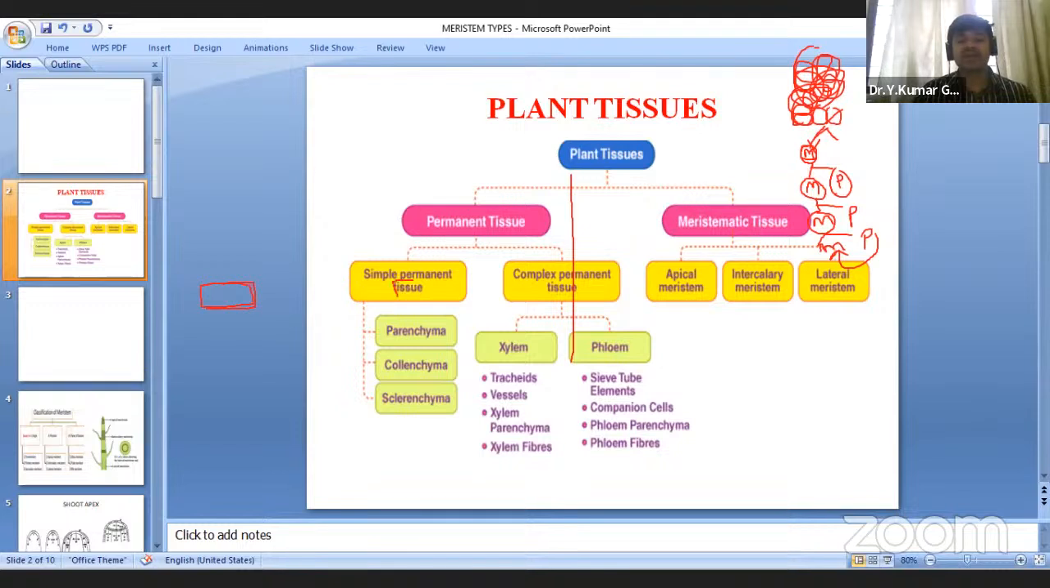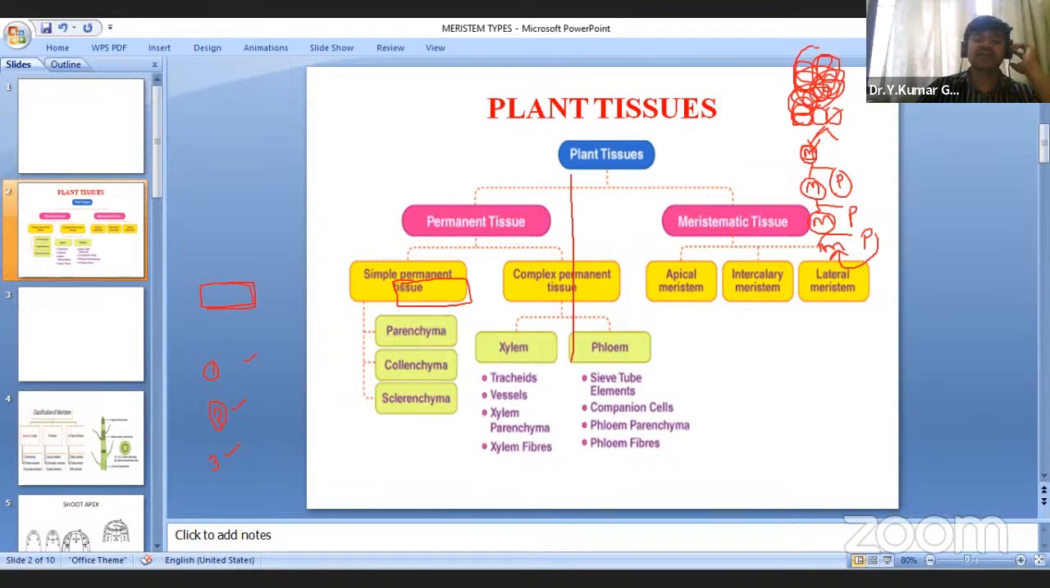But in complex tissue, different types of cells with the same function but structurally different groups of cells are there. For example, if you take the simple tissues, parenchyma is one type, collenchyma another type, sclerenchyma a third. In parenchyma the origin and function are the same; in collenchyma the origin and function are the same, similar type of cells.